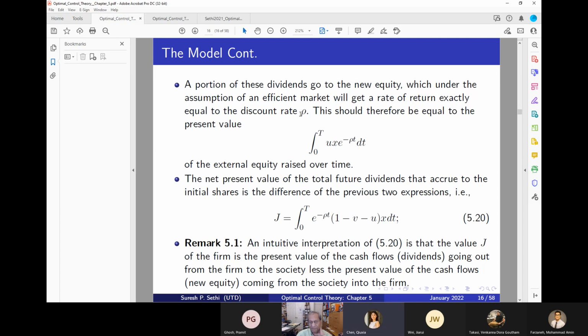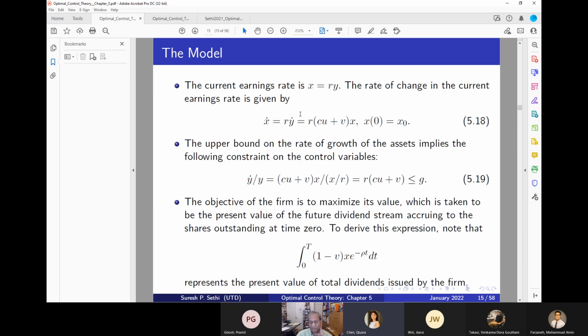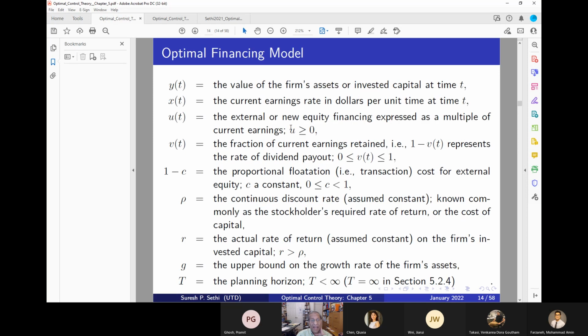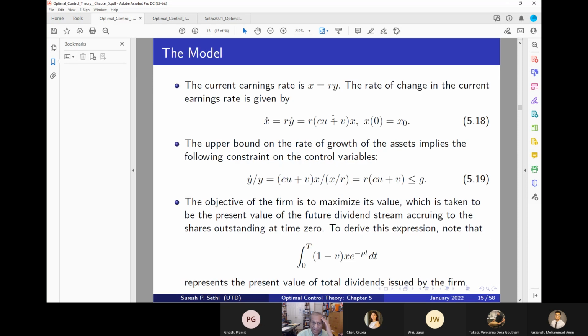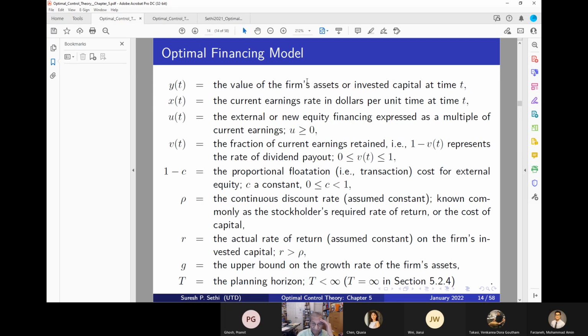Excuse me, Professor. Do you mind explaining y dot again? I was kind of lost. Why is y dot equal to cu plus v multiplied by x? Okay, sure. So R is done, right? This R right here. So what is y dot? Well, let's look at the y. Y is the value of the firm's asset, invested capital, at time t, right? This is my asset in investment. Asset, capital, machinery, whatever. And y dot is the change in this capital, right?